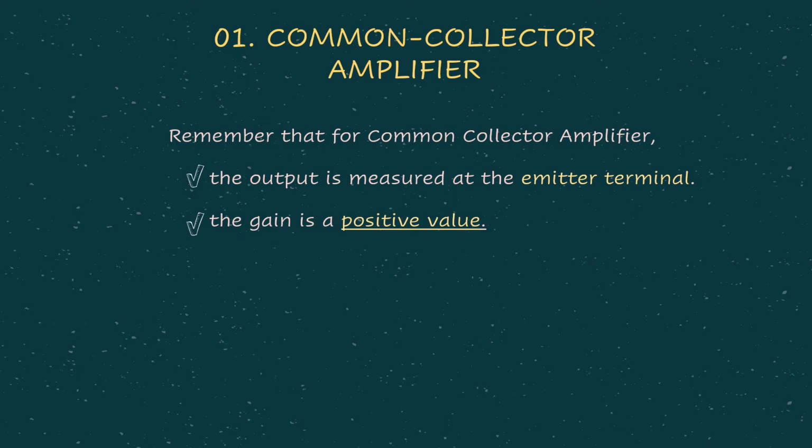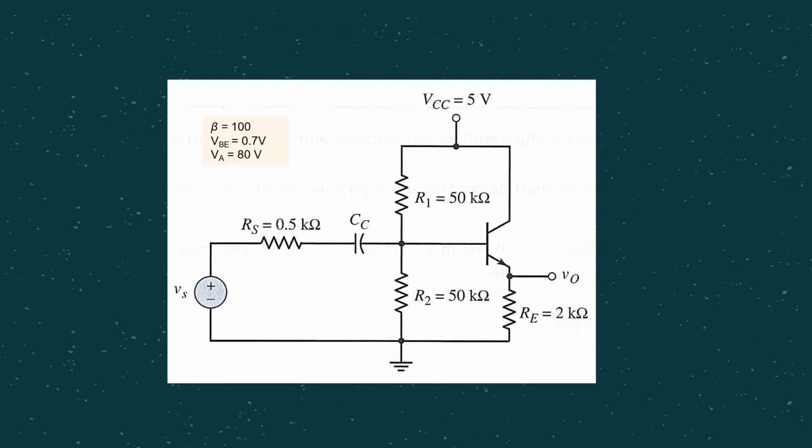In opposite to the common emitter amplifier, for the common collector, the output is now measured at the emitter terminal, while the gain is actually a positive value. So this is an example of a common collector amplifier. As we can see from here, we have collector, base and emitter terminals. Now we know the output voltage is measured at the emitter terminal, so we know this is a common collector amplifier. In this case, the gain should always be positive.